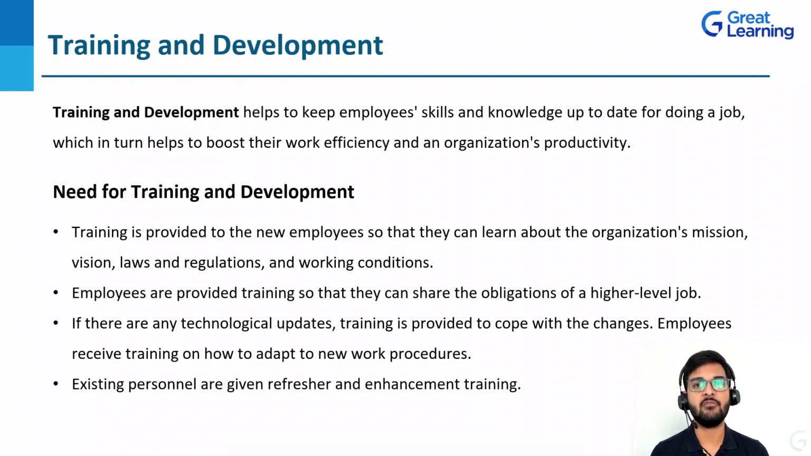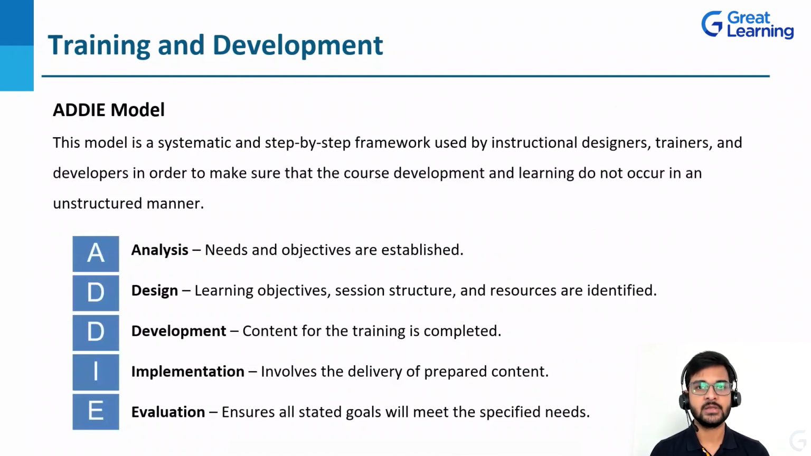Now I will be telling you a very beautiful method for training and development, which is called the ADDIE model. There are actually many models today which are more complex than this, but this is the source of all those models. This is one of the first models that was established in history, and all the models are nothing but modifications of this particular model. This model is a systematic, step-by-step framework used by instructional system designers, trainers, and developers to make sure that course development and learning do not occur in an unstructured manner.